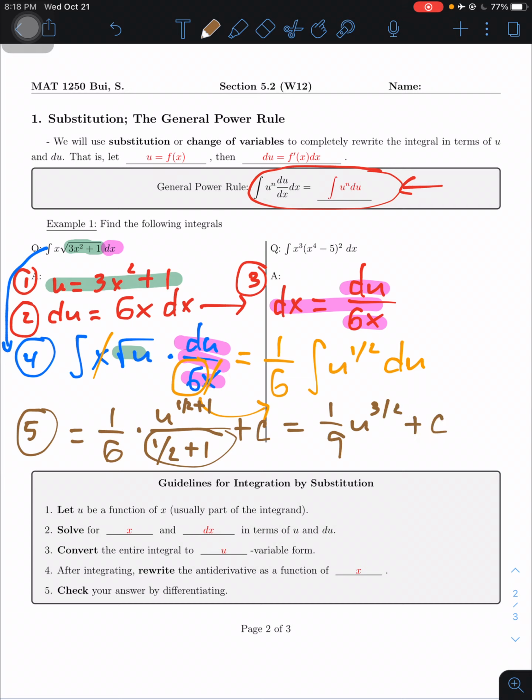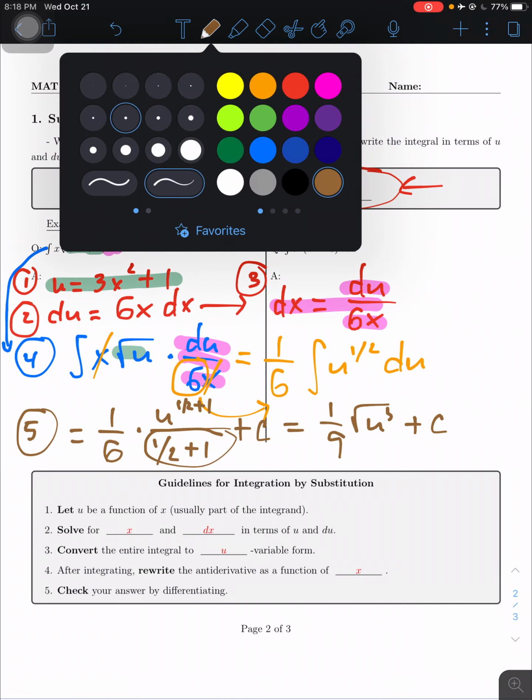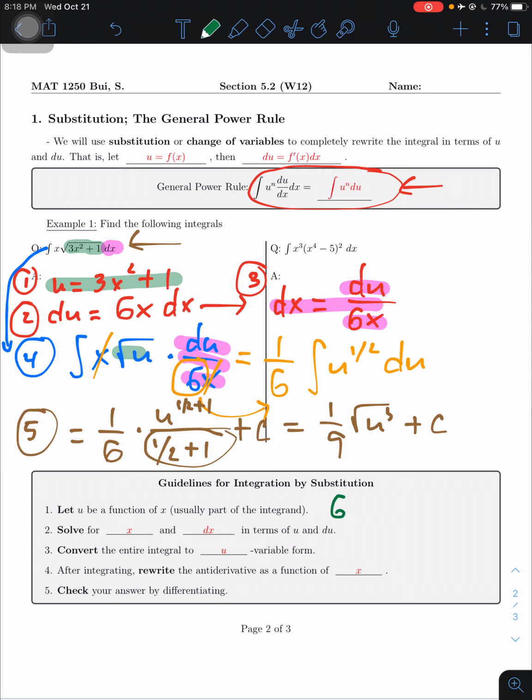And then we all know how to change this thing to the root form. So I'm going to go ahead and change it to square root of u cubed at the end because we start with the problem with x, right? So then the answer in here, we have to switch it back to x. So let me put it in a different color. Let me use green. So this is step 6, okay, where I put everything in terms of x.